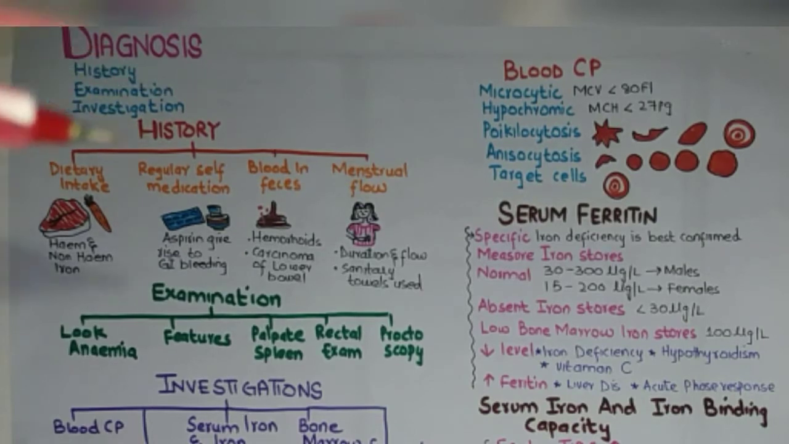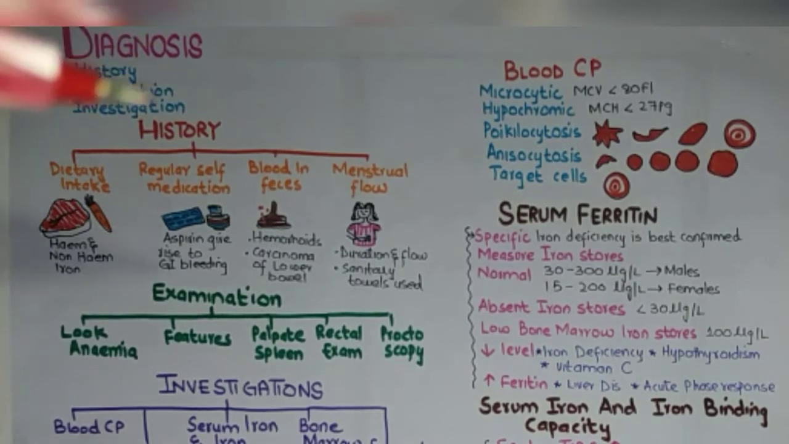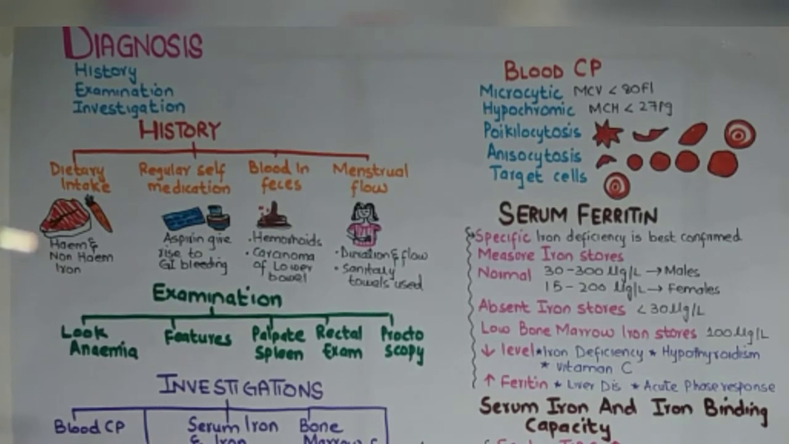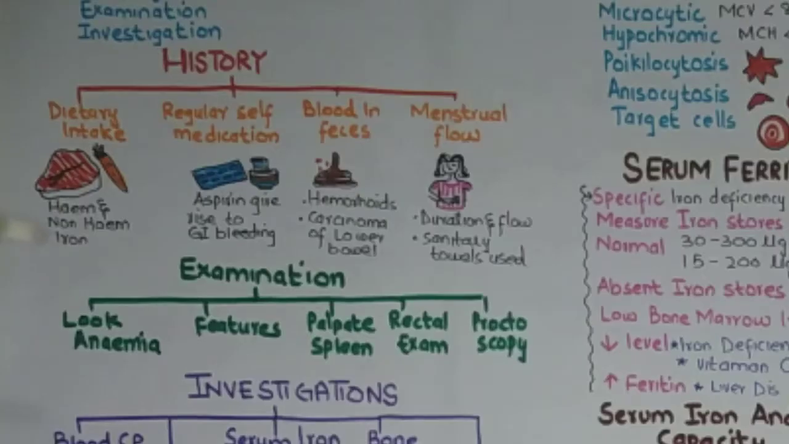The next is the diagnosis of the patient with iron deficiency anemia. We will diagnose the patient on the basis of history, examination, and investigation. In the history, what will you ask the patient? You will ask him about his diet. What information will the diet give you? Either he is taking heme iron or non-heme iron. His diet mostly contains vegetables or meat.